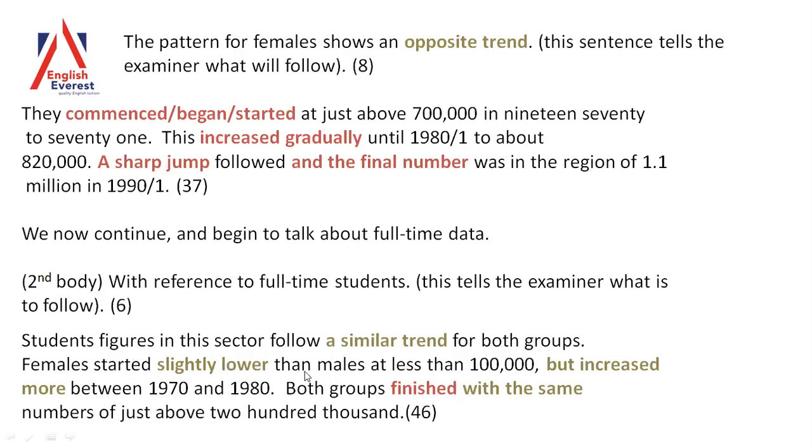Okay, started slightly lower than males at less than 100,000, but increased more between 1970 and 1980. Instead of saying increased steadily, we're saying it increased more than the men did. So again, more comparison. Both groups finished with the same numbers of just over 200,000. So we've got our finish point. We should have our start point there. I forgot to color code it, but it should be start and finish.